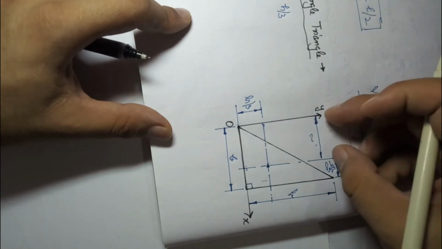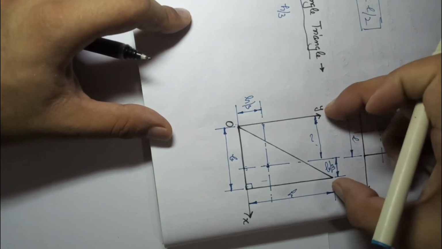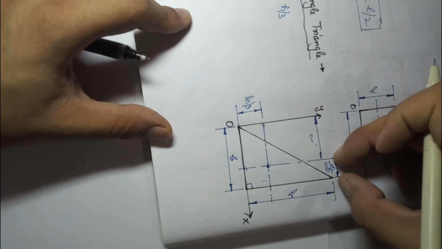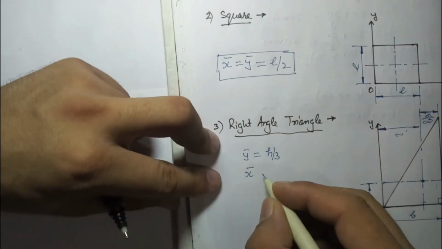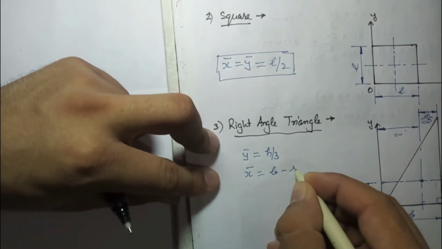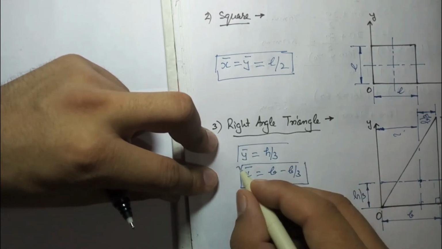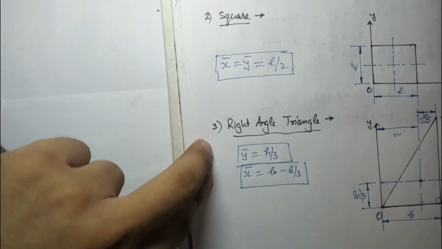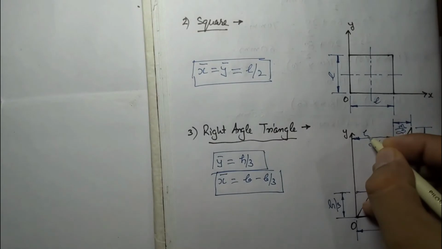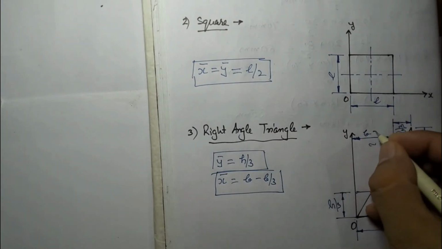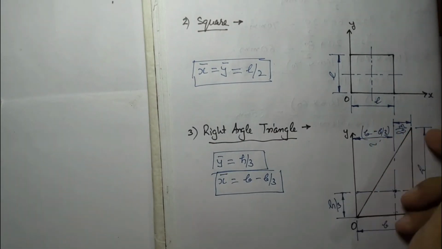What will this be? Can I say it will be b minus b by 3? So what will be x bar? It will be b minus b by 3. So you have to remember this thing when a right angle triangle comes. So I can write here, it is b, the total b minus b by 3, meaning this distance.